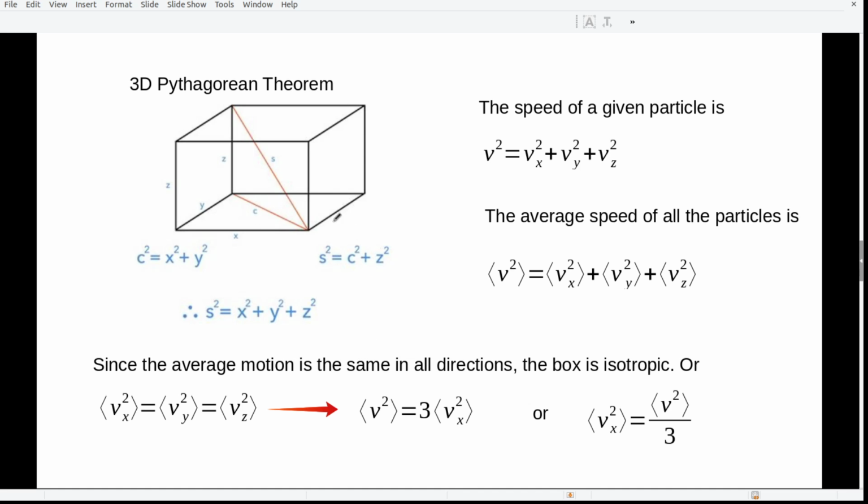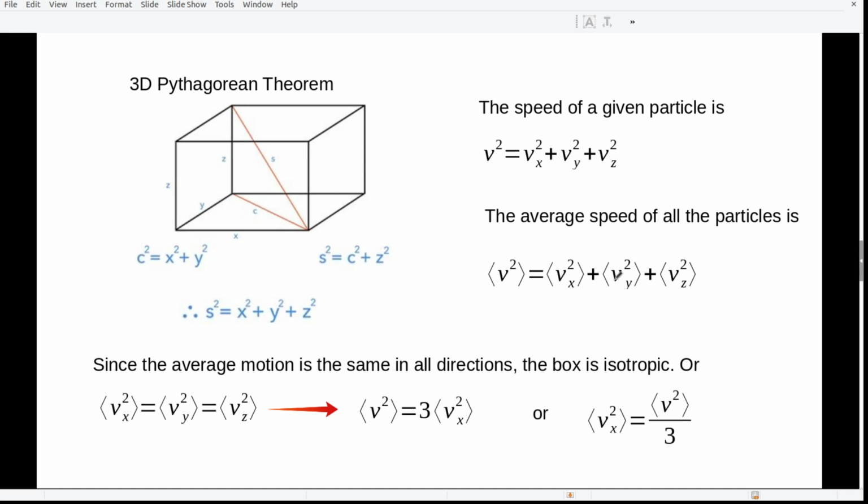And since every direction is the same for the box, there's no one preferred direction. The pressure on the walls is the same in any direction. That's got to mean what? The box is isotropic. There's no preferred direction in space. That means the average speed in any direction has to be the same. So when all particles are taken into account, on average, their speed in any given direction is the same.